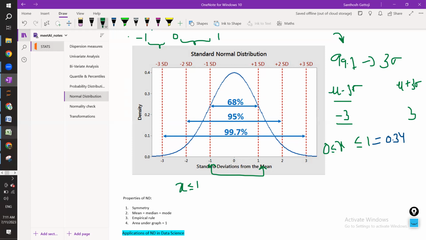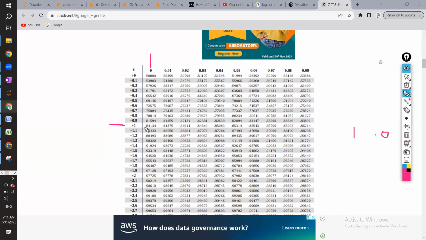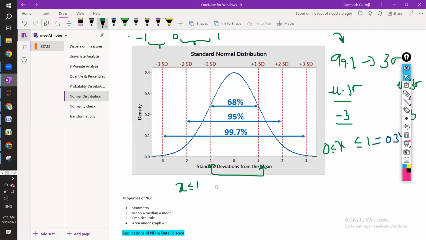We can get this area directly from the Z table because this is a standard normal distribution. The Z table will directly give you the probabilities. Yesterday we saw the same thing. Now what area do we want to calculate? It is 1, that is 1.0. So 1 is over here, 0 is over here, and the area is 0.84. Agree? That means the whole thing from minus 3 to 1, when I say x less than or equal to 1, all this area till 1, is 0.84.